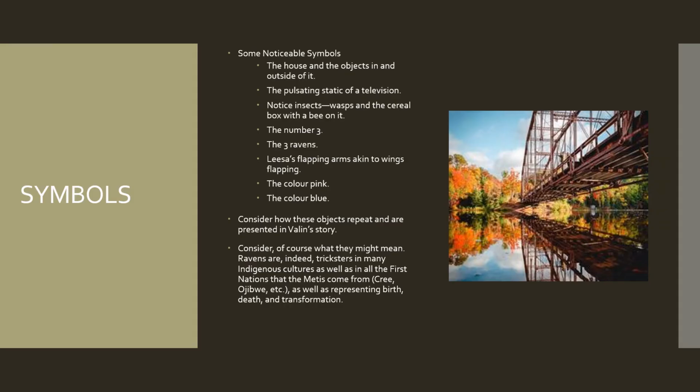Sorry, that was just a bare skeletal account of what's happening in the story. But here I want to draw your attention to some noticeable symbols: the house and the objects in and outside of it, the pulsating static of a television, the recurrence of insects, particularly wasps, as well as the cereal box with a bee on it, the number three, ravens that recur, Lisa flapping her arms, which is akin to wings flapping, and colors such as pink and blue. And consider how these objects are repeating and are presented in the story, and think of what they might mean.